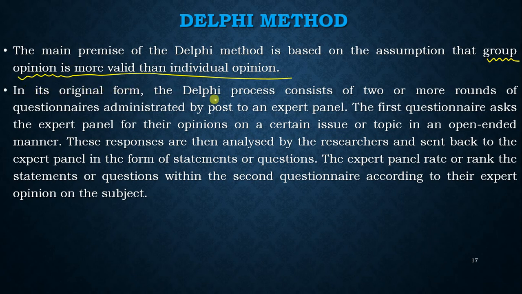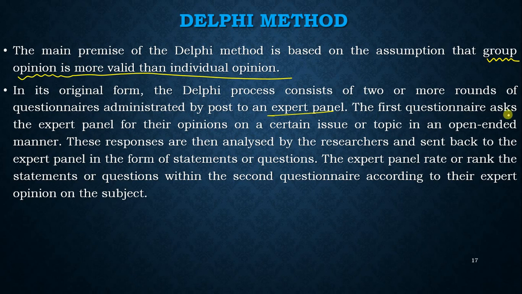In its original form, the DELPHI process consists of 2 or more rounds of questionnaires administered by post to an expert panel. The first questionnaire asks the expert panel for their opinion on certain issues or a topic in an open-ended manner. We can read it once again as it is quite critical. So here there are 2 or more rounds of questionnaires administered. Administered means what? Which is controlled by the post of expert panel.